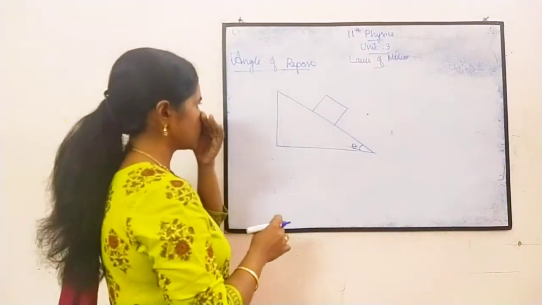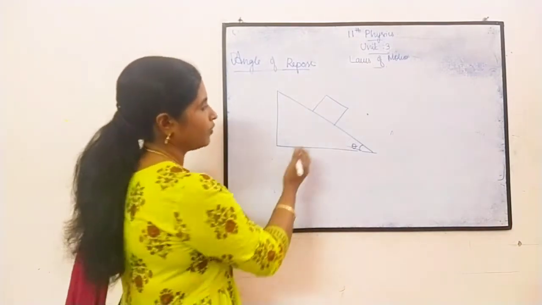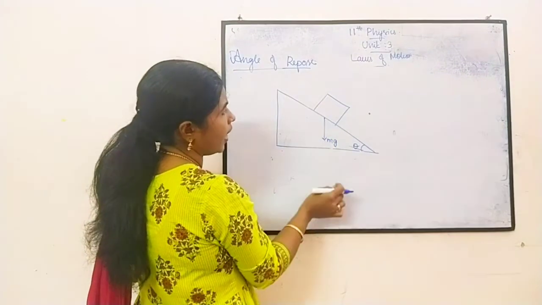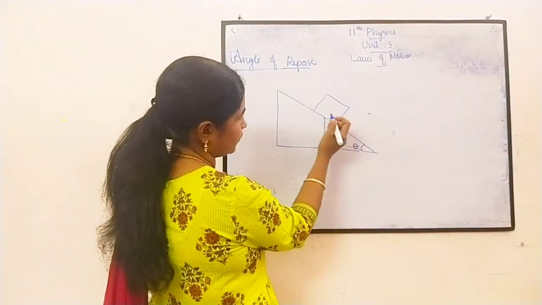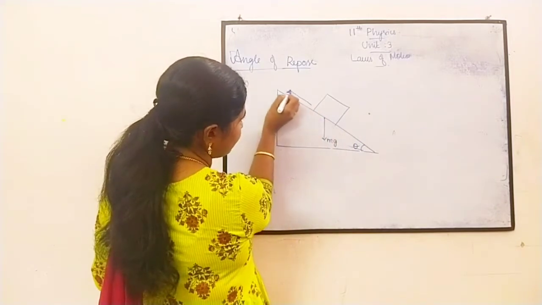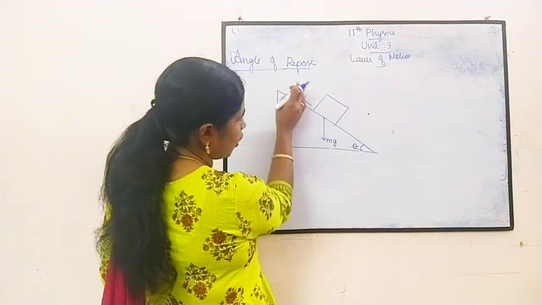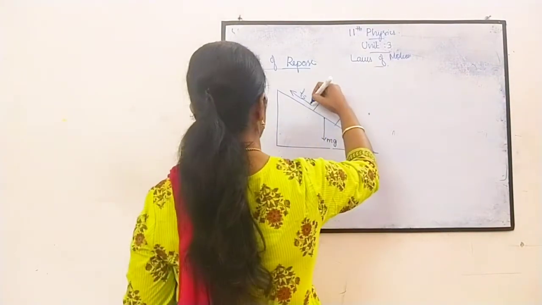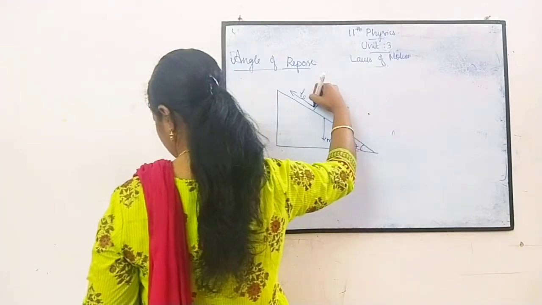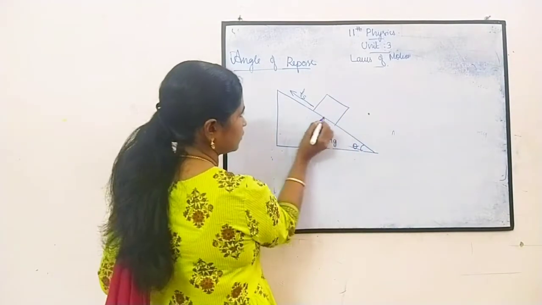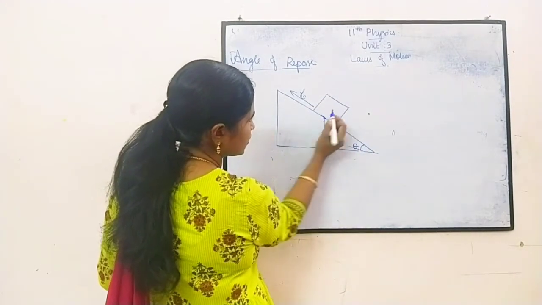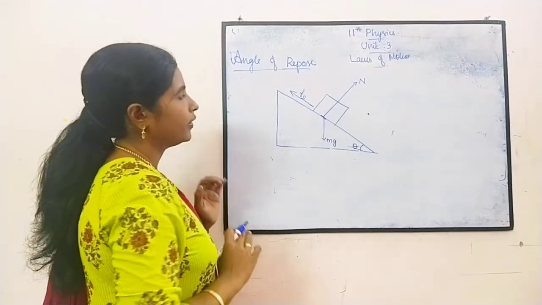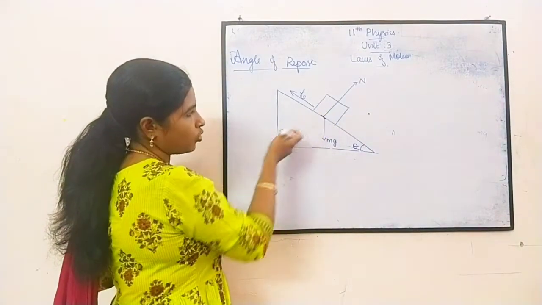Now let us draw the forces acting on this body. We know there is a gravitational force acting on this body. When the object slides or there is an intention to move, there will definitely be a friction acting on it. So there is a frictional force here, and this is the surface, so perpendicular to the surface is the normal. Now there is no component along this normal.